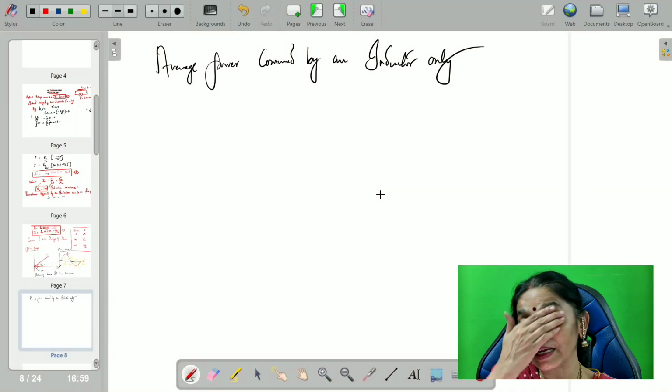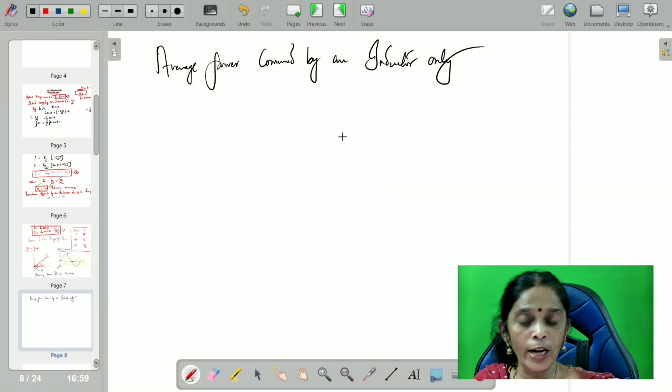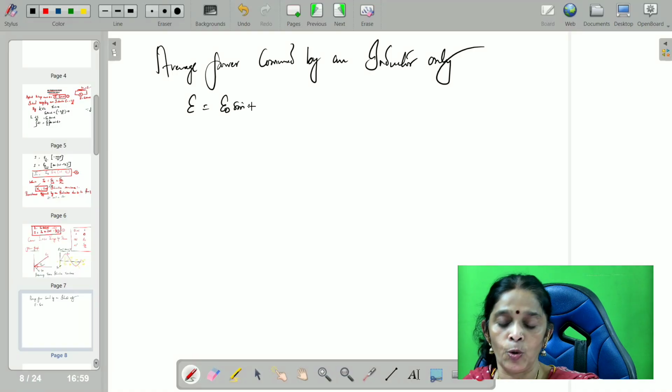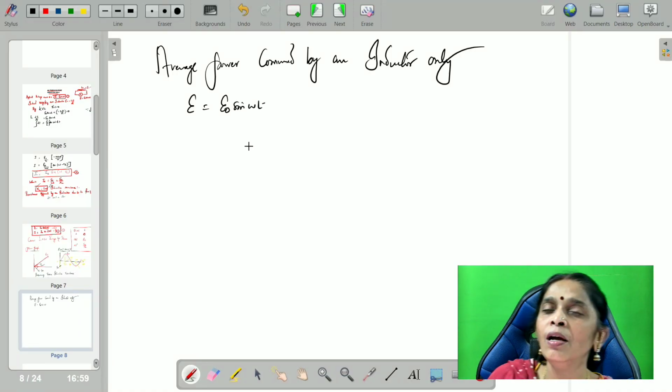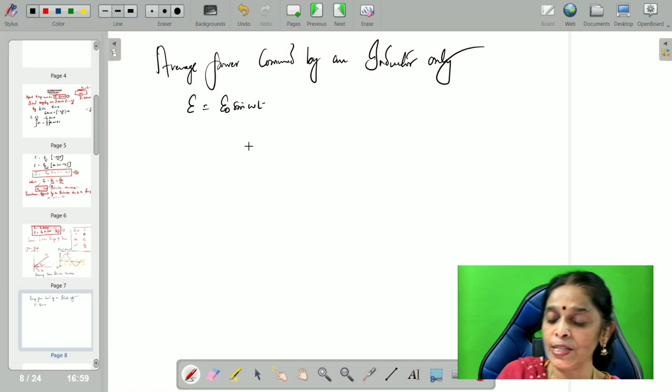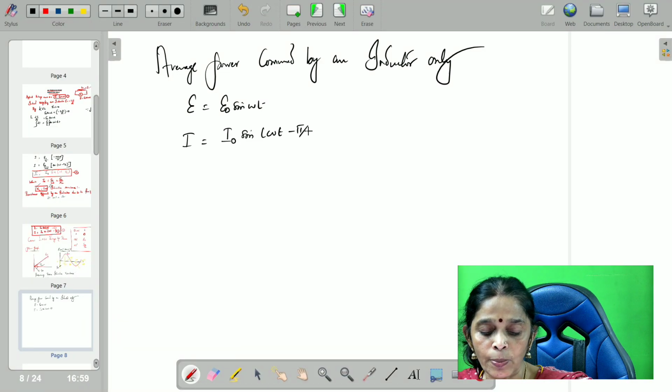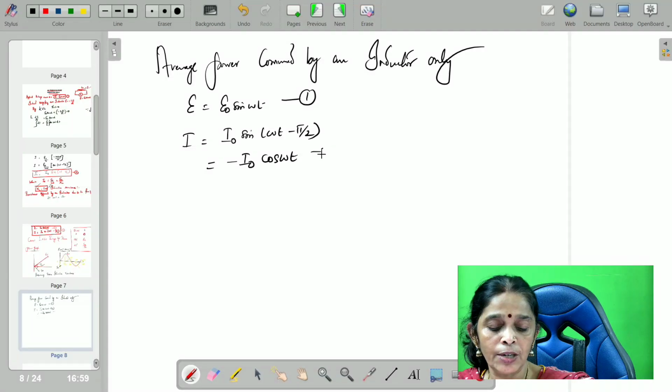Average power consumed by an inductor only. So I'm going to take one inductor. In that, E is equal to E naught sin omega t. Already we know that. That's the applied voltage. What is the induced voltage developed? Just now we saw, that is equal to I is equal to I naught sin omega t minus pi by 2, which can also be written as minus I naught cos omega t. So this is equation 1, this is equation 2.